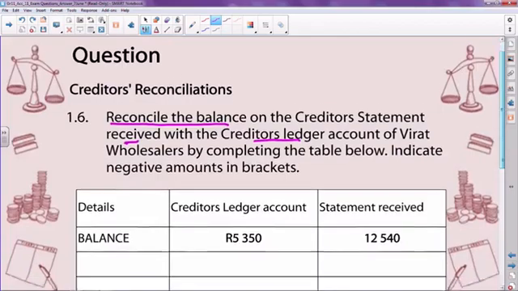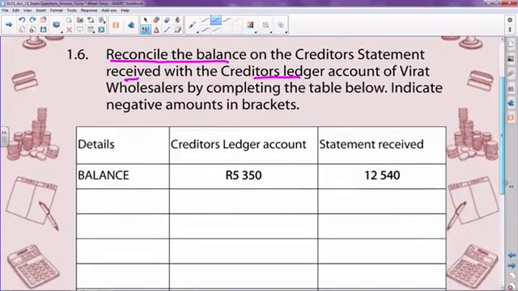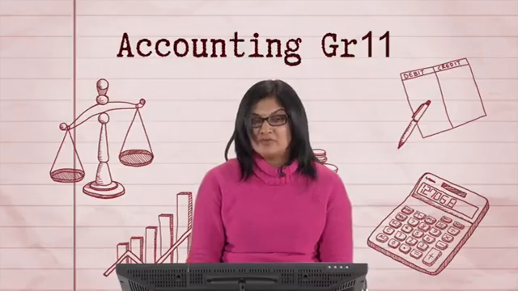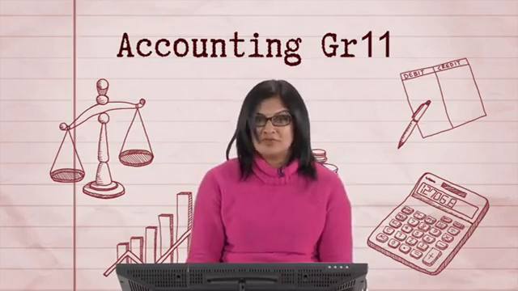Looking at the actual table given to us, we've got a creditor's ledger account. This is what we've prepared, our internal document. Statement received is what came from the creditor. In other words, it's an external document. The balances are filled in for us. So we're now going to reconcile the statement to the creditor's ledger. I think it's time for another break. When you guys get back, we will complete this question.